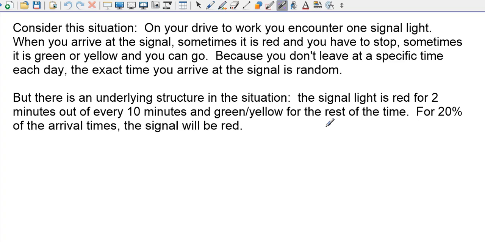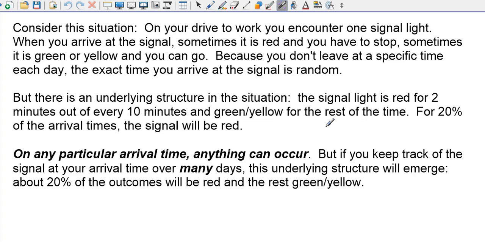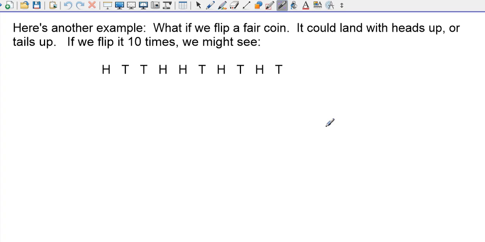Let's say that the signal light is red for 2 minutes out of every 10 minutes, and then it's green or yellow for the rest of the time. Then that means 20% of your arrival times at the signal will be red. On any particular arrival time, anything can occur. Right? You could encounter the red light or you can encounter the green or yellow light. But if you were to keep track of the signal at your arrival time over many days, then eventually you'll start to see this underlying structure emerge, that about 20% of the outcomes will be red and the rest of them will be green or yellow.